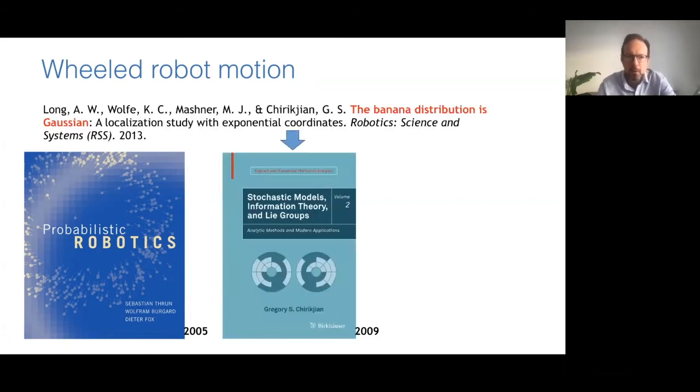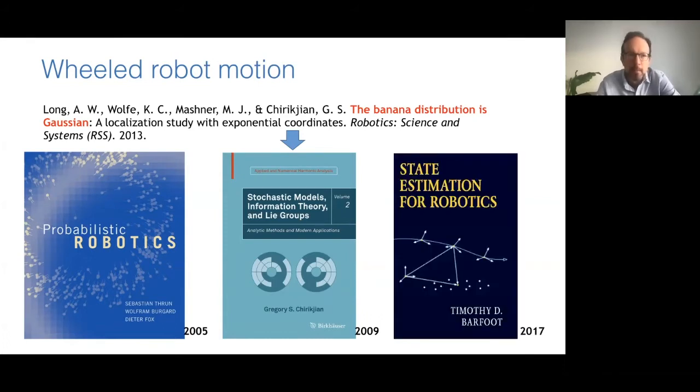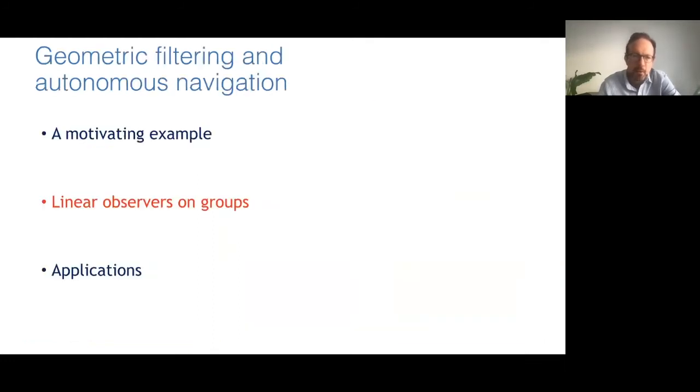Then there's this book about using Lie groups in robotics as an alternative, by Greg Chirikjian, and this is where he explains all this theory related to Lie groups to capture banana distributions. A very good recent book from Canada that you can also look into is the recent book by Tim Barfoot, especially if you want to learn about Lie groups for robotics. So this is the outline of my talk.